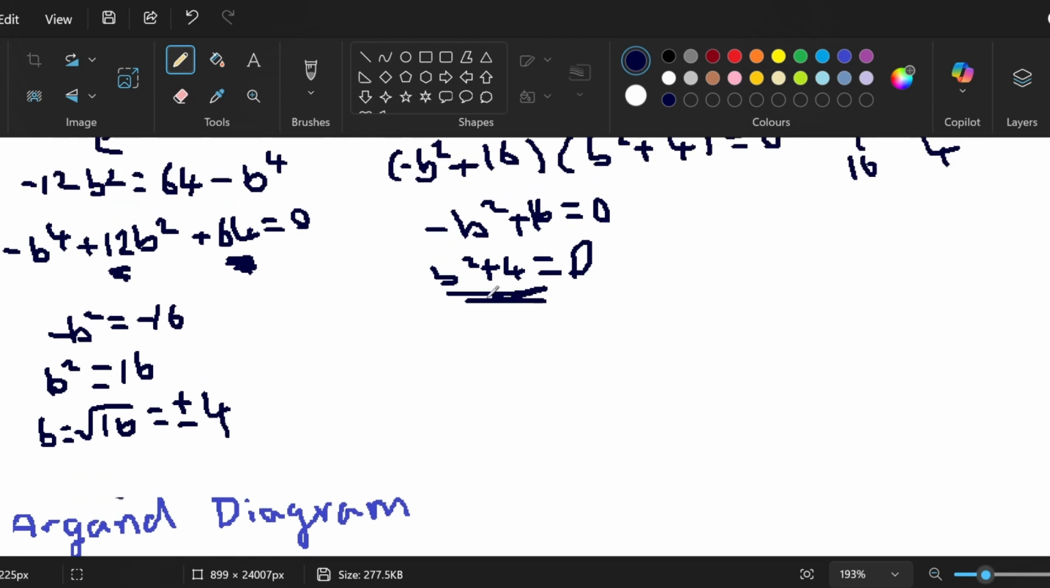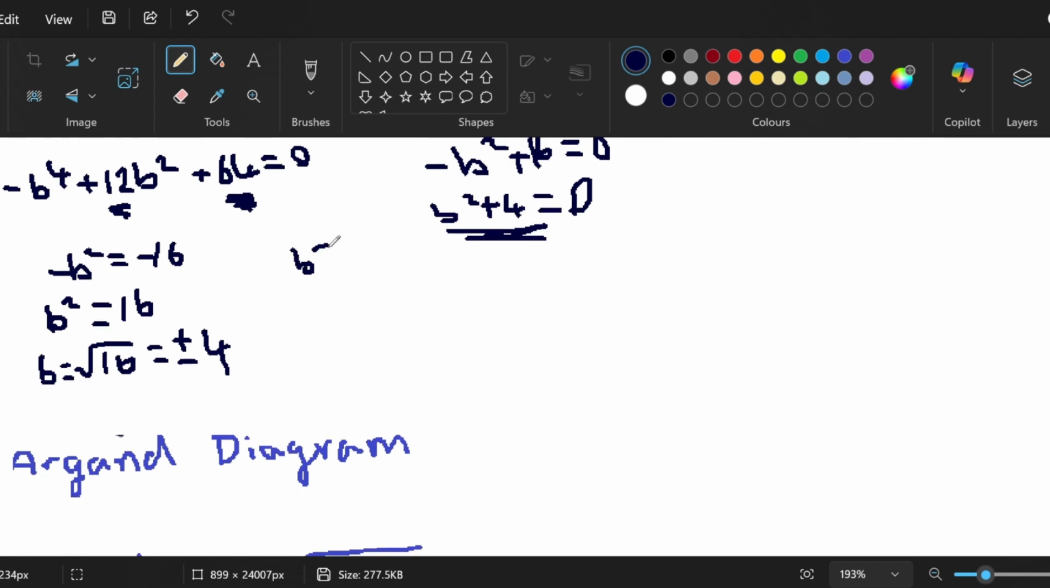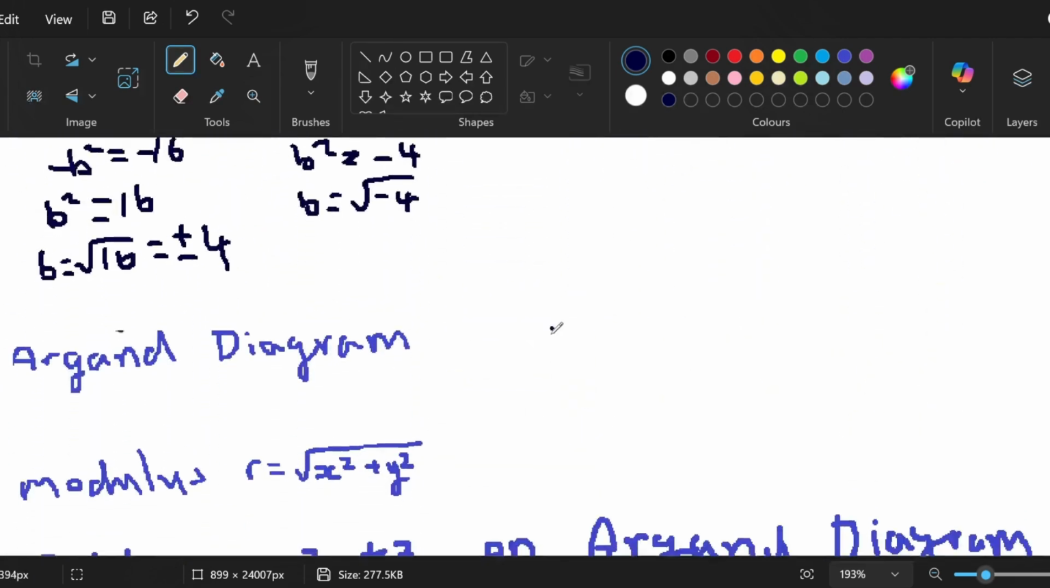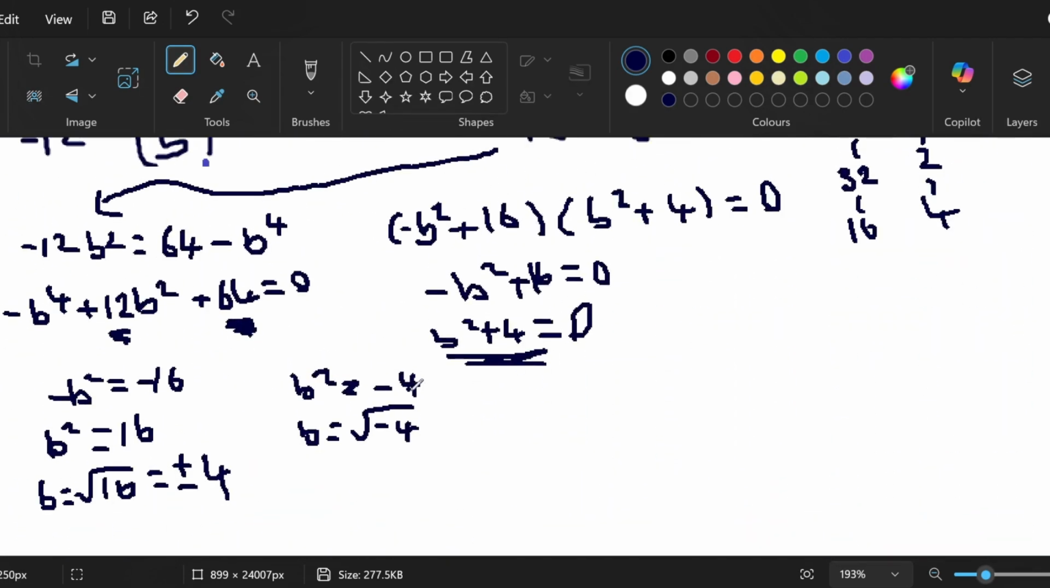What about my other equation here? Could these be the solutions? Well, let me try this. b squared is equal to, I'm going to take away 4 from both sides, minus 4. So b is equal to the square root of minus 4. But wait, remember I said at the beginning that a and b both have to be real numbers? The square root of a negative number is not included in real numbers, so it can't be this. It has to be this one here.